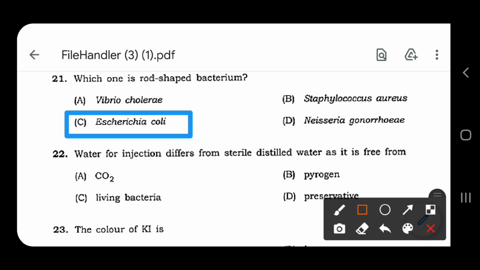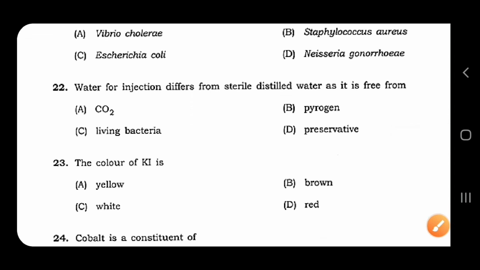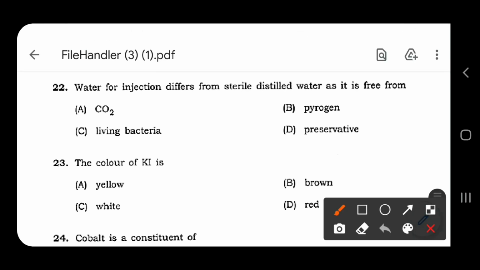Next is question number 22. Water for injection differs from sterile distilled water as it is free from: carbon dioxide, pyrogen, living bacteria, preservatives. Here the correct answer is pyrogen. Pyrogen is an endotoxin produced from gram-negative bacteria which may cause fever.